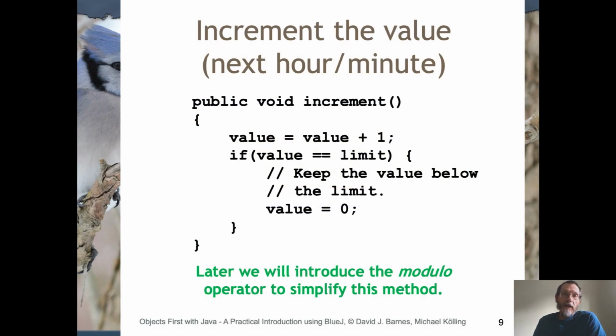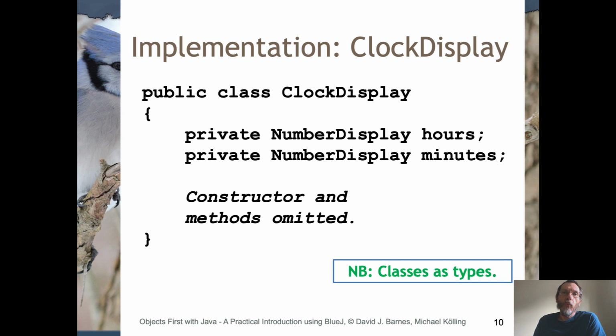So now that we have a number display class whose implementation allows us to model this idea of a wraparound counter starting at 0 and going up to 1 less than some limit, how can we make use of that in the implementation of the overall clock or clock display class? We can now build a new class out of two instances of our number display class.